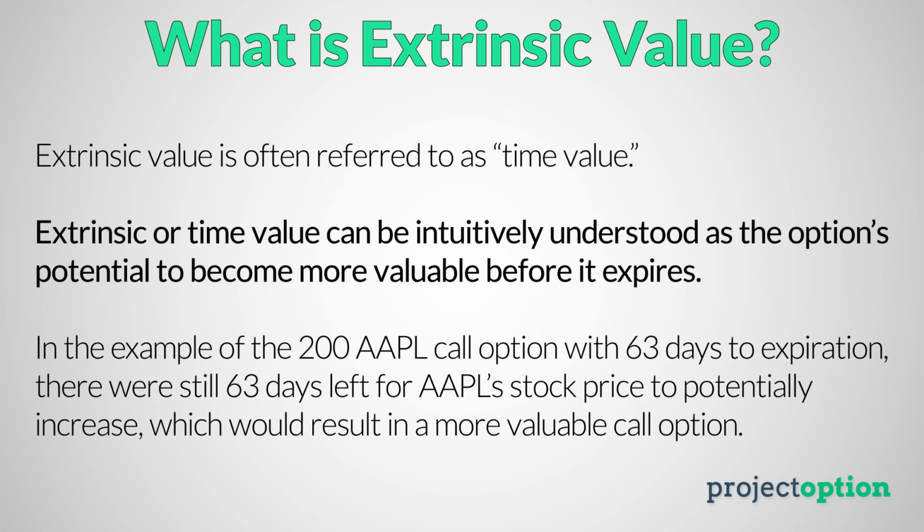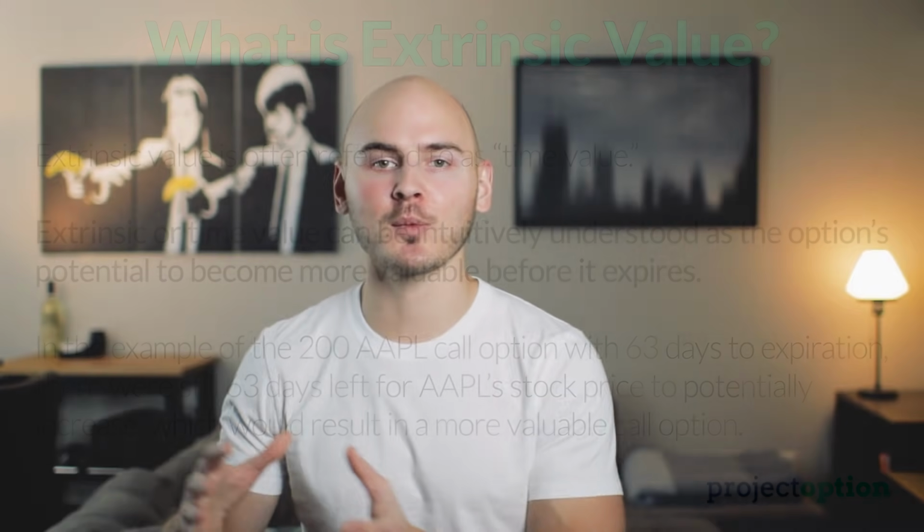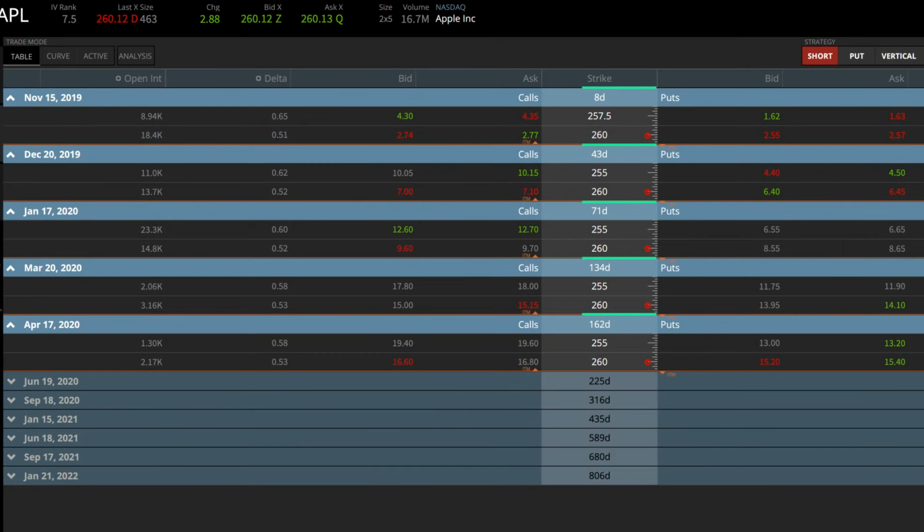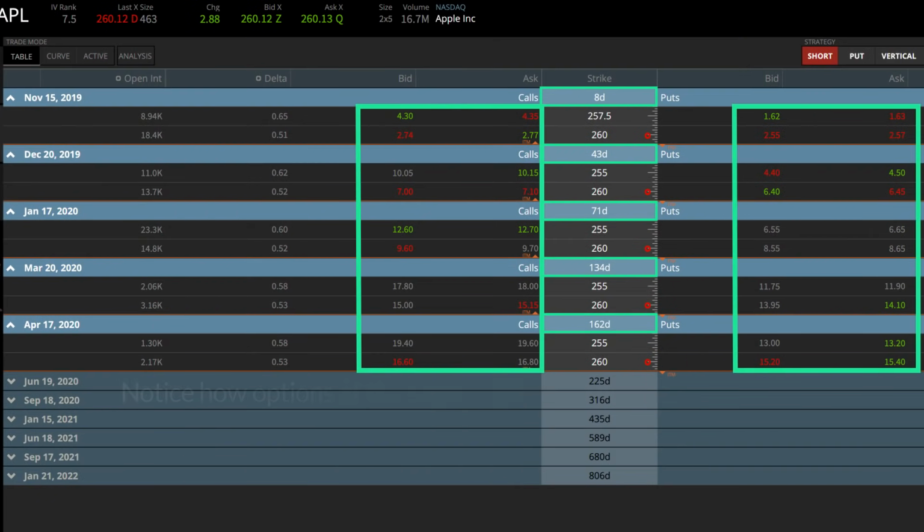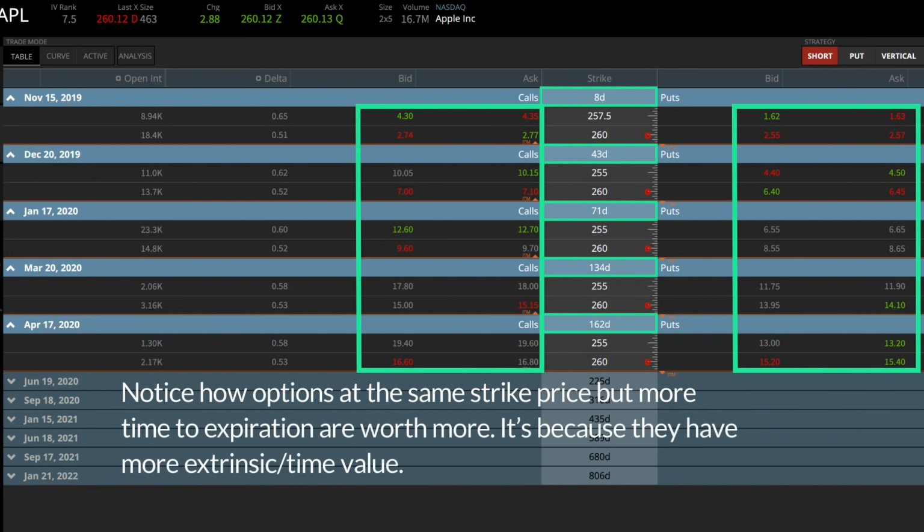So in the case of this 200 call option on Apple that has 63 days left until expiration, there are 63 days left for Apple's stock price to increase significantly, and therefore the call option would become much more valuable than it is now, with the stock price only at $206.10. So options with more time until expiration will trade with lots of extrinsic or time value because there's lots more time left for the stock price to increase in the favor of that call option, and therefore there's lots of time left for that call option to become immensely more valuable.